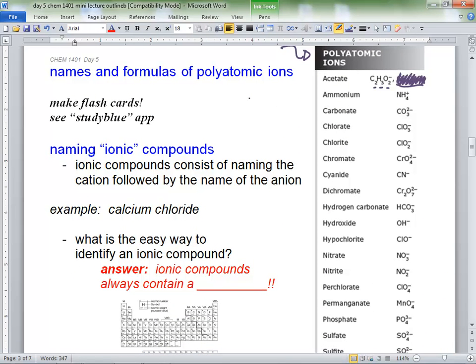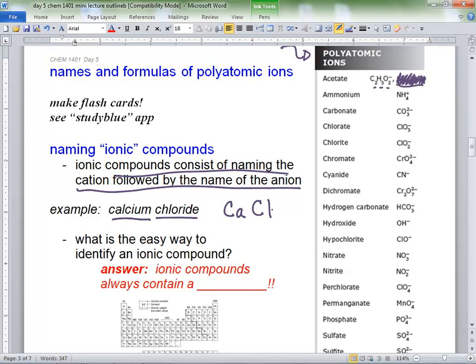So, naming ionic compounds. Now we're going to name the actual compounds. We're going to have the cation followed by the name of the anion. So we name the cation and then the anion. Like this compound, we have a cation followed by the anion. Here they gave us the name, and we just have to give the formula. So calcium, we know that's Ca. And chloride, that'd be the Cl. But what are those little numbers on the bottom?